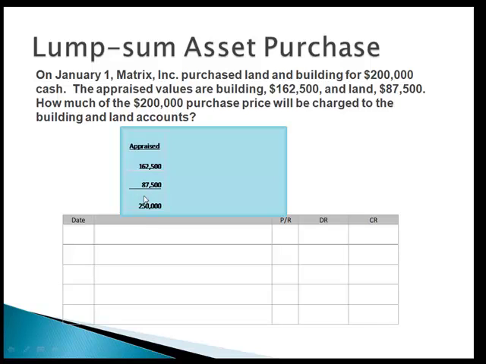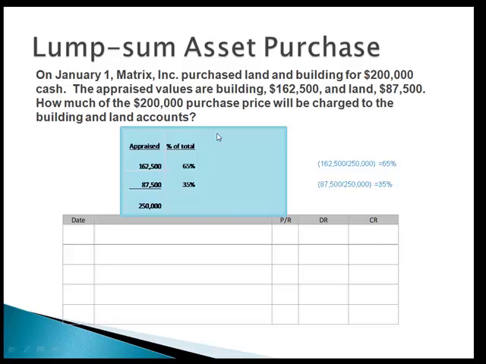So here you can see I just listed out the appraised values, and then I'm going to go ahead and use some math. I'm going to take $162,000, this is the building appraisal, divided by the total appraisal, and I get 65% of the appraised value is related to the building. I'm going to do the same thing for the land. $87,500 divided by the total appraisal to get 35% is going to be allocated to land.